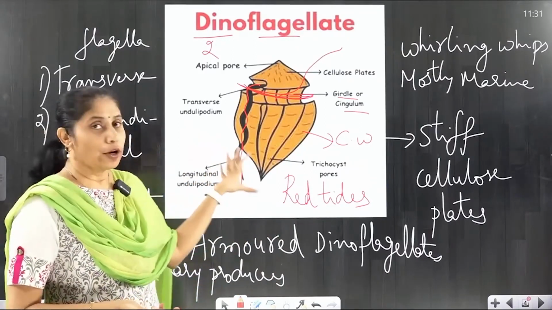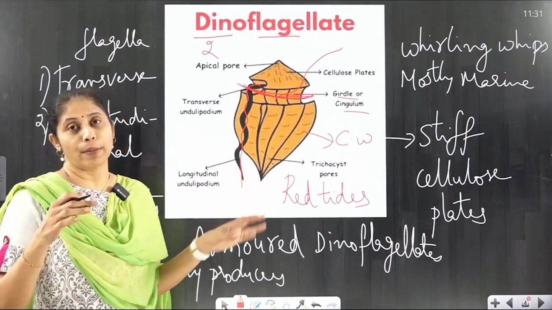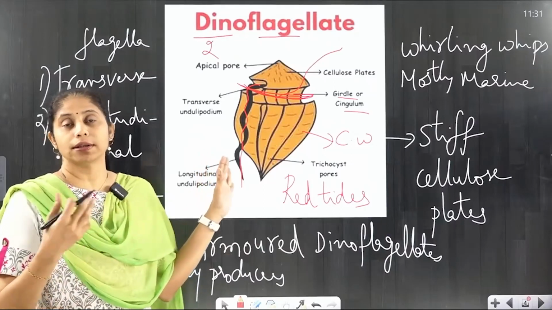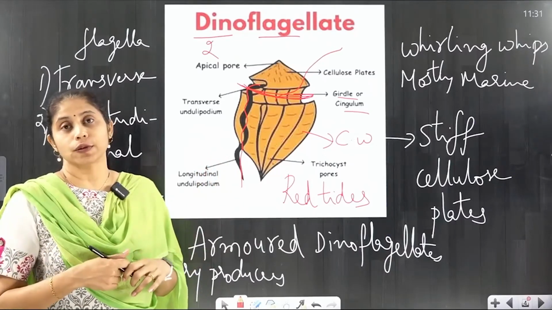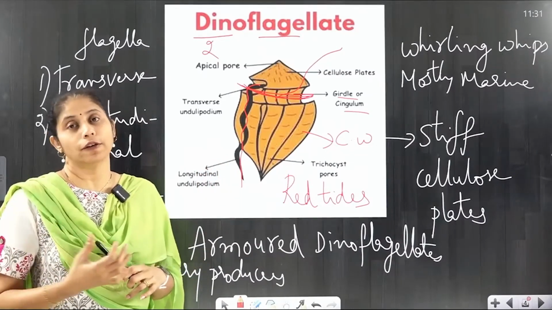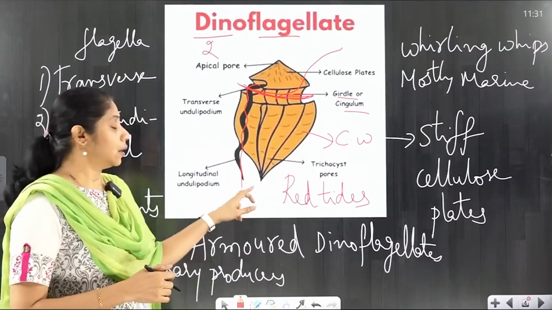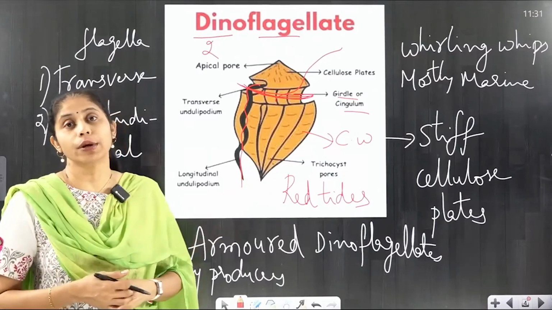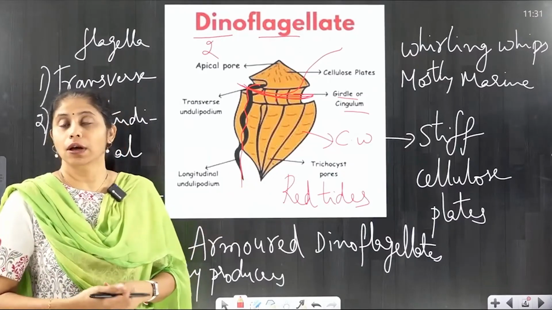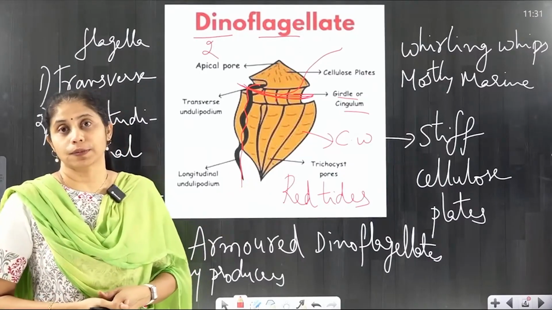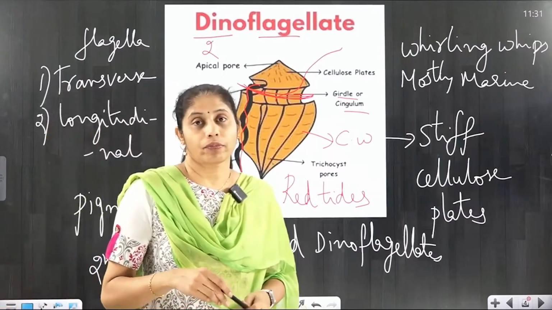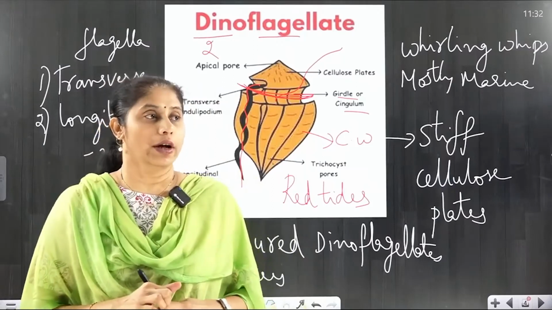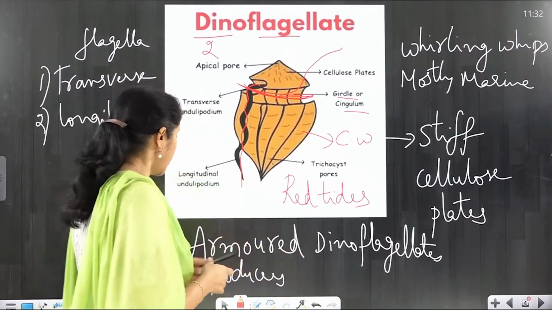So dinoflagellates, though they are the primary producers, though second in number, they are good because they are synthesizing food by photosynthesis. We can make use of that food for other purposes. But the rapid multiplication is causing the red tides where the toxins will be released. That is dangerous for the living organisms in the water bodies. Okay. Have all understood dinoflagellates?